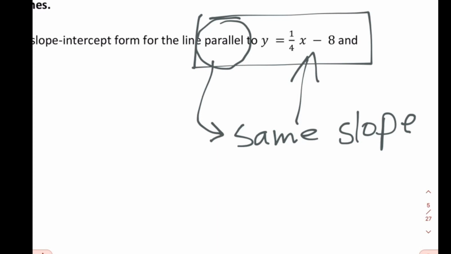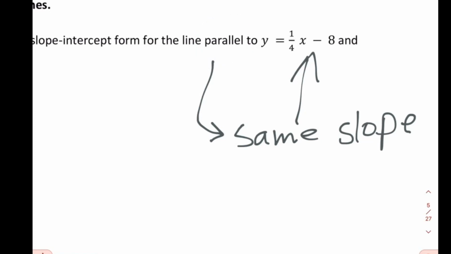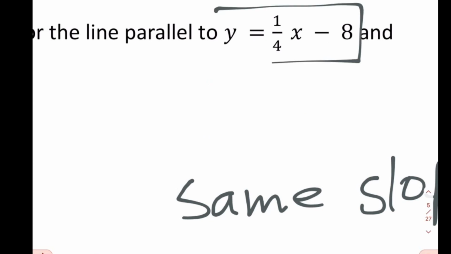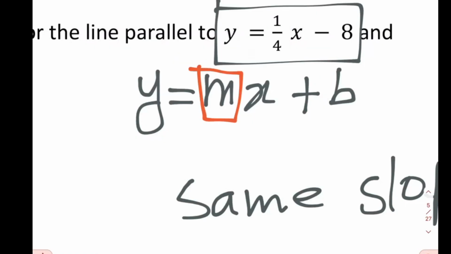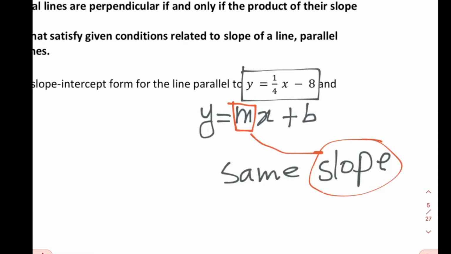Now, you need to be able to find the slope from the equation. The equation is in front of you: y equals 1/4x minus 8. If you want to know what the slope is, remember that if the equation is in this form, y equals mx plus b, always remember that this number in front of x, the coefficient of x, is what we call the slope. So this is your slope.